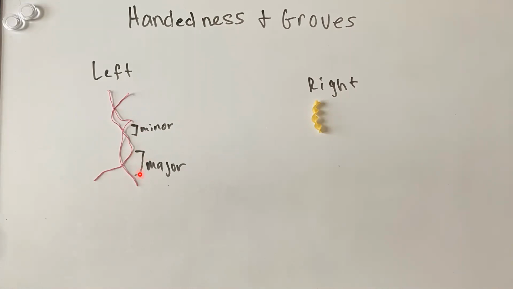With the major groove, this is a really big surface area, or at least compared to the DNA, and this is where a lot of the protein binding happens.